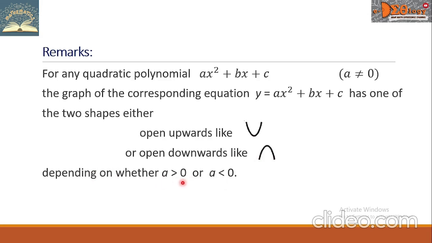The a more than 0 means a is positive and the graph will look like this. The a less than 0 means a is negative and the graph will look like this. These curves are called parabolas.